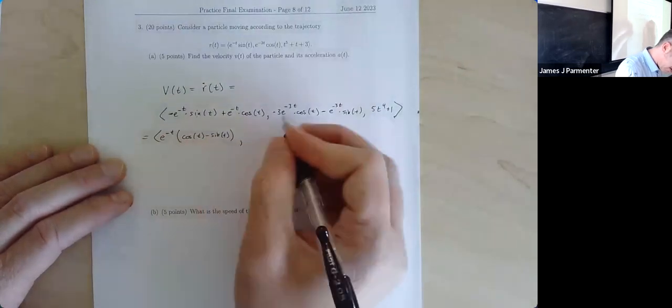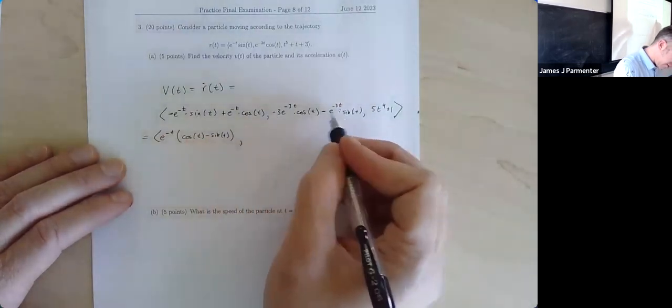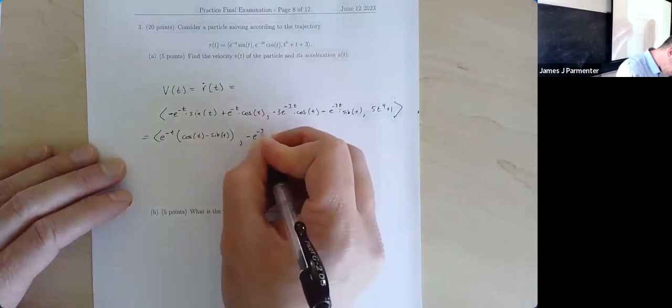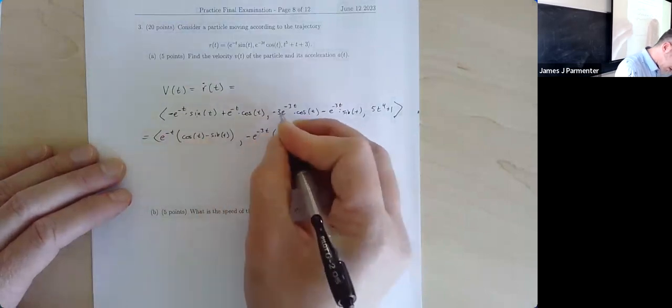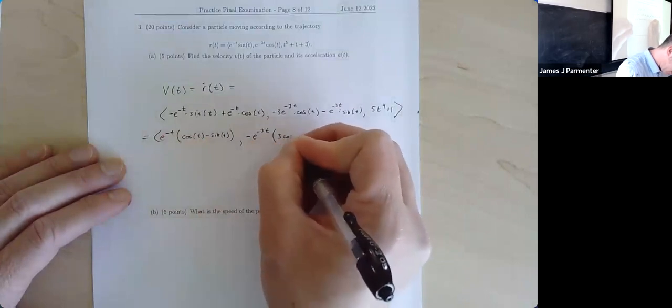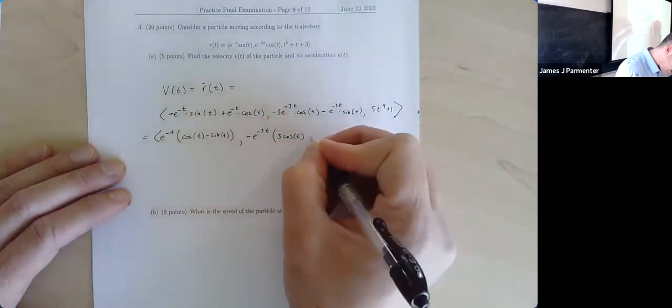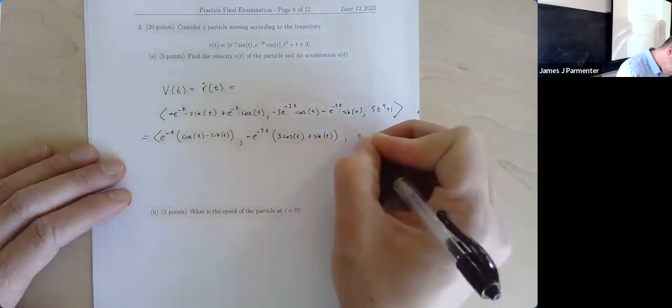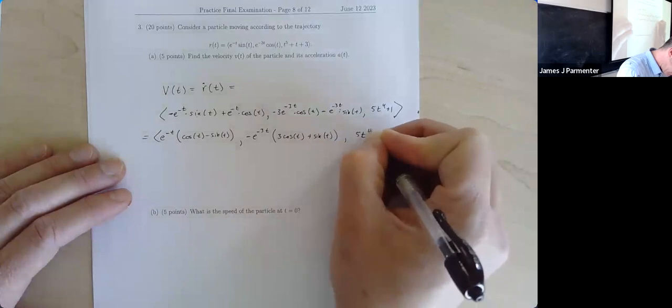And here, I don't have a 3 I can factor out, so I'm just going to have negative e to the negative 3t times 3 cosine of t, minus, no, plus sine of t. And then 5t to the fourth plus 1.